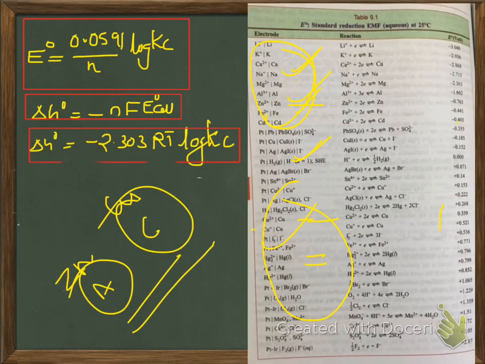E0 equal to 0.0591 by n into log Kc, where Kc is equilibrium constant, E0 is the standard EMF, delta G0 equal to minus nF E0, and delta G0 is equal to minus 2.303 RT log Kc. These are three important relations in electrochemistry. From this equation, we can calculate the value of Kc if you have provided with E0 value.